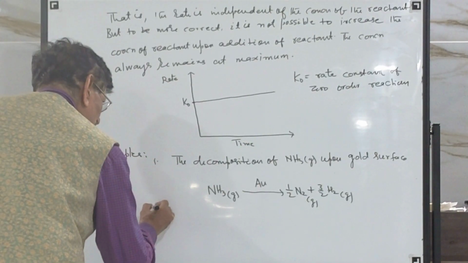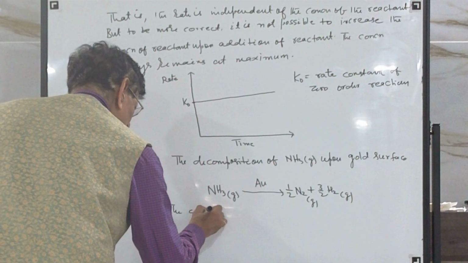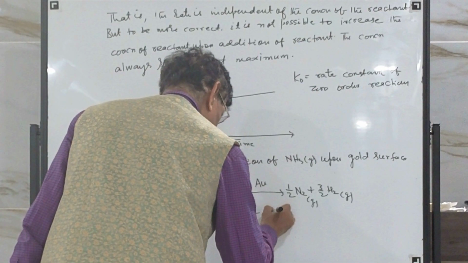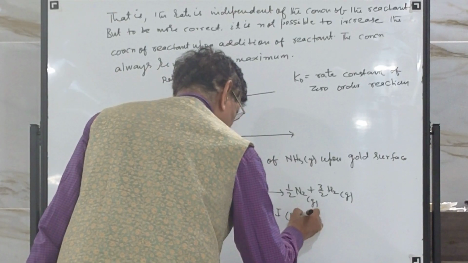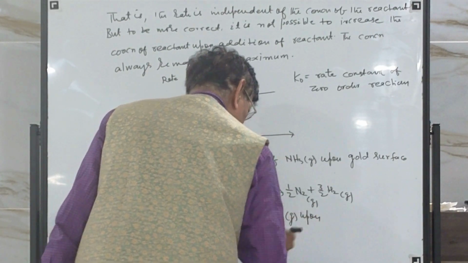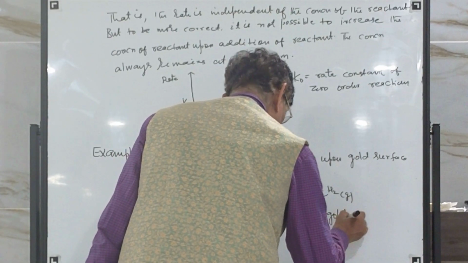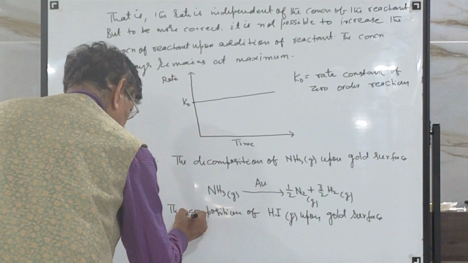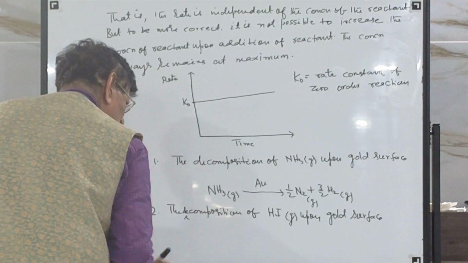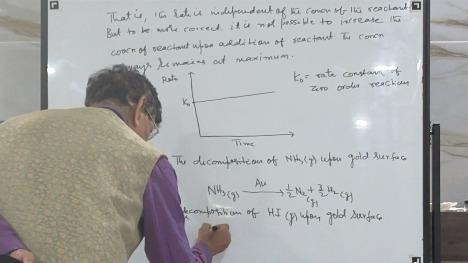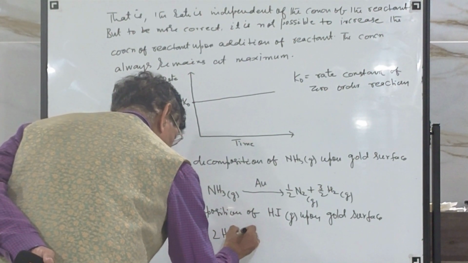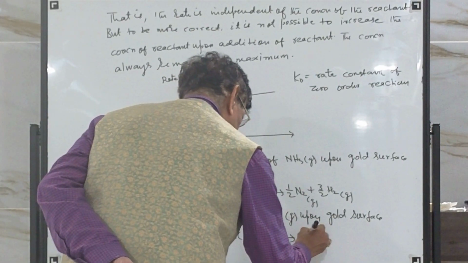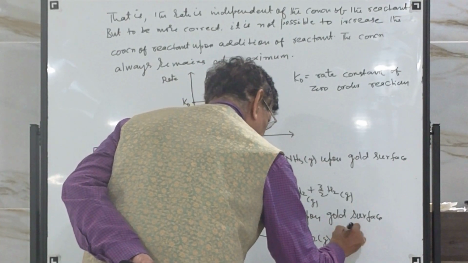Another example is the decomposition of HI gas upon a gold surface: 2HI gas, on gold, gives H2 gas plus I2 gas.